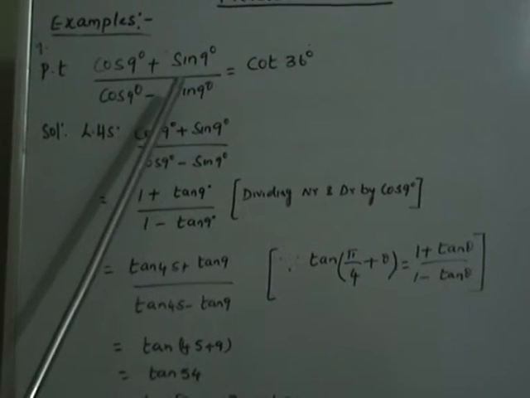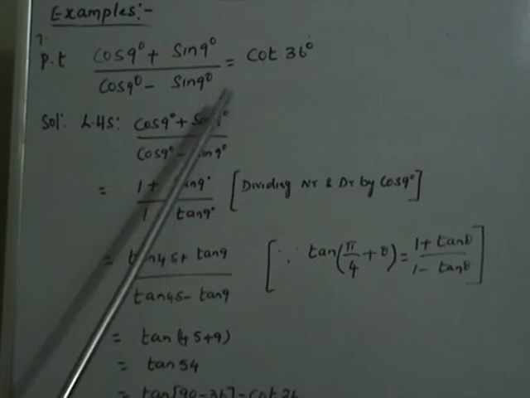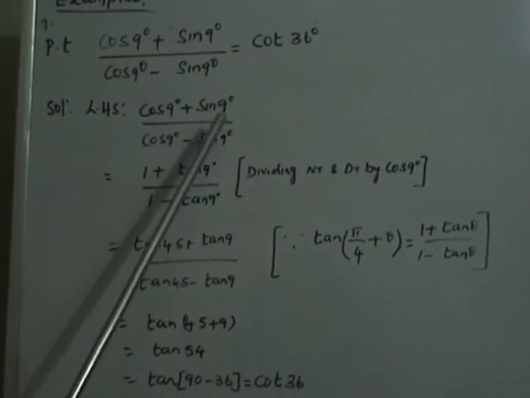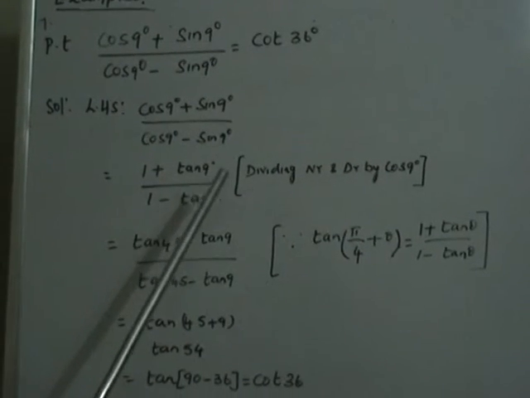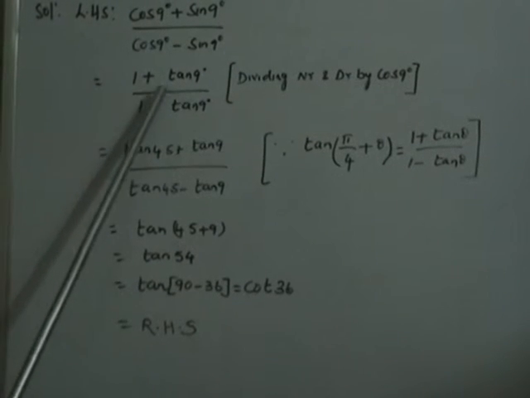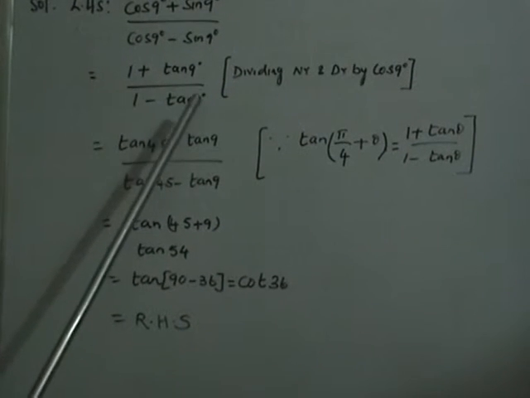Prove that (cos 9 + sin 9)/(cos 9 - sin 9) is equal to cot 36. Let us take the LHS: (cos 9 + sin 9)/(cos 9 - sin 9). Now dividing the numerator and denominator by cos 9, we have (1 + tan 9)/(1 - tan 9).